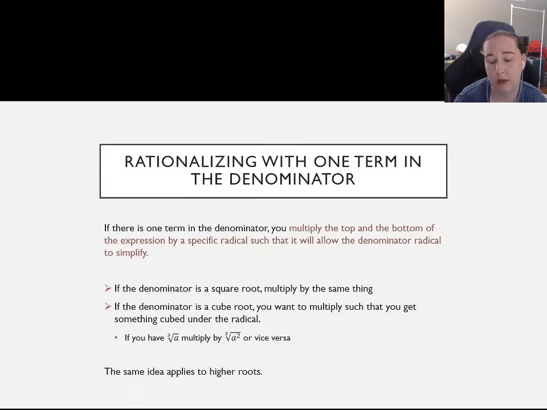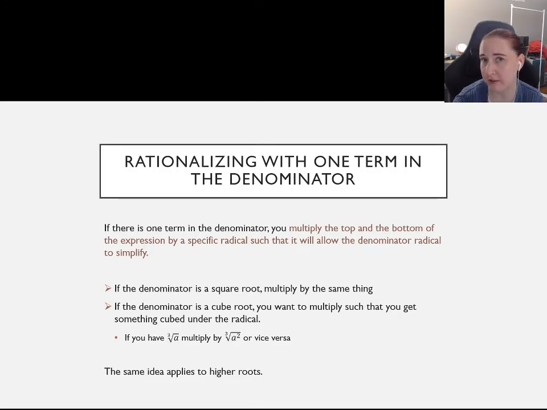If you have one thing in the denominator, this is actually probably harder than if you have two terms. You are multiplying your expression, the fraction part, by 1. So you're multiplying the top and the bottom by the same thing, and you're doing it in such a way that you get the denominator radical to cancel out. So you're usually multiplying by a radical on the top and the bottom, but it may have different exponents on the inside than what you originally had, depending on what type of root it is.